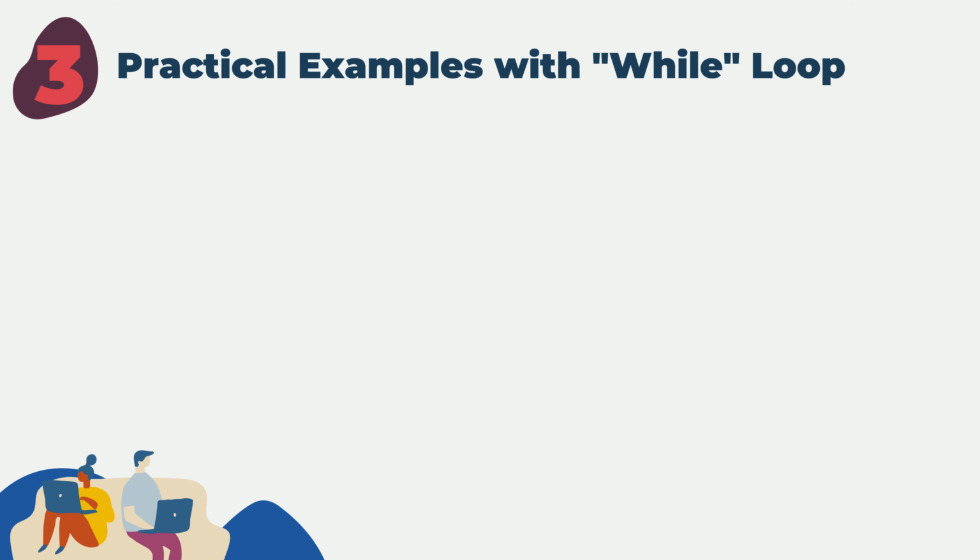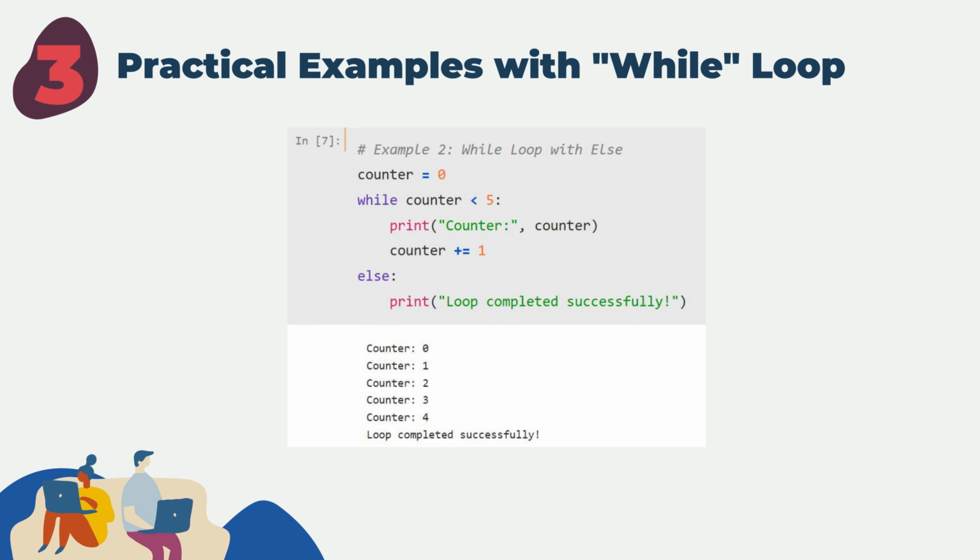Now, let's explore a second example, showcasing a while loop with an else statement. In this example, the while loop operates similarly to the first example, but it includes an else block. The else block is executed once the loop condition becomes false, indicating the successful completion of the loop. The loop stops when the counter reaches 5.